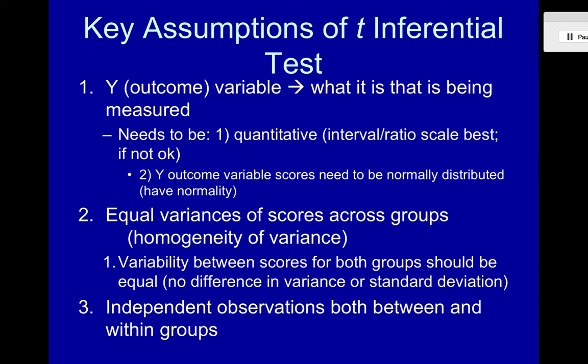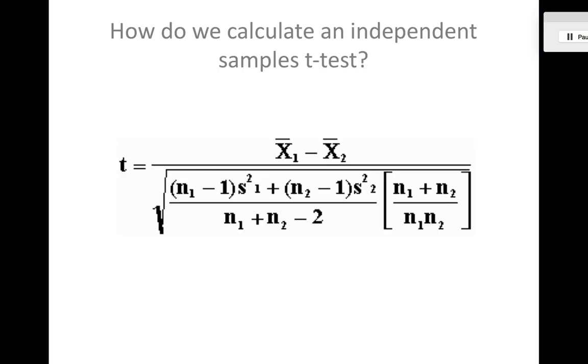So you want to make sure that you have the observations between the groups and also within the group be independent. That's very, very important for us. All right, so now let's take a quick look at the formula for the independent samples t-test.